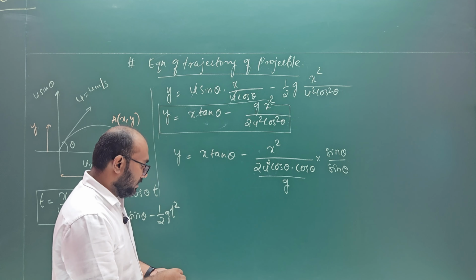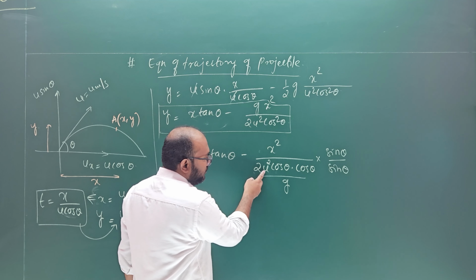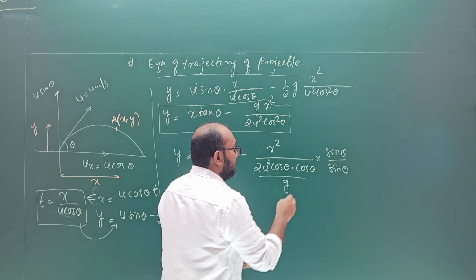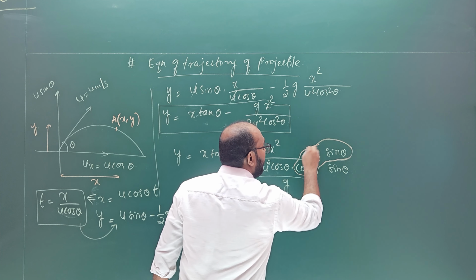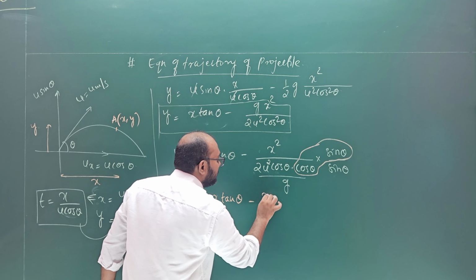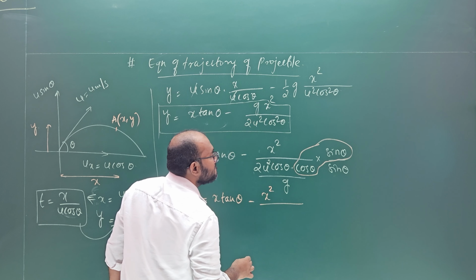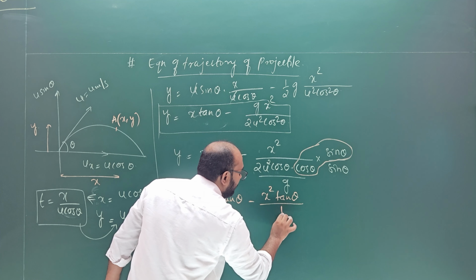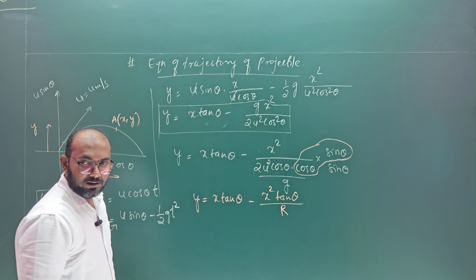Okay, now check this. 2u square cos theta sin theta by g is nothing but your range, and this can be written as your what? Tan theta. Yes or no? So the final equation can be written as y is equal to x tan theta minus x square upon, and this can be written as tan theta upon R. Can I write like this?